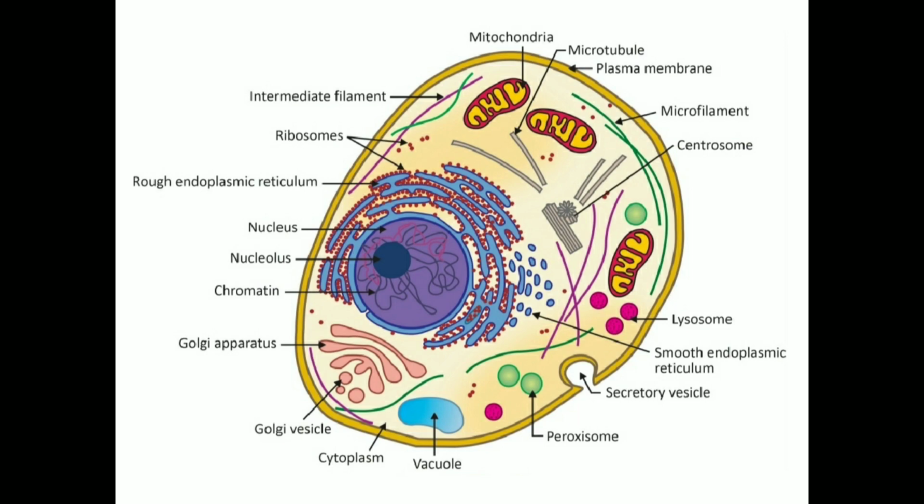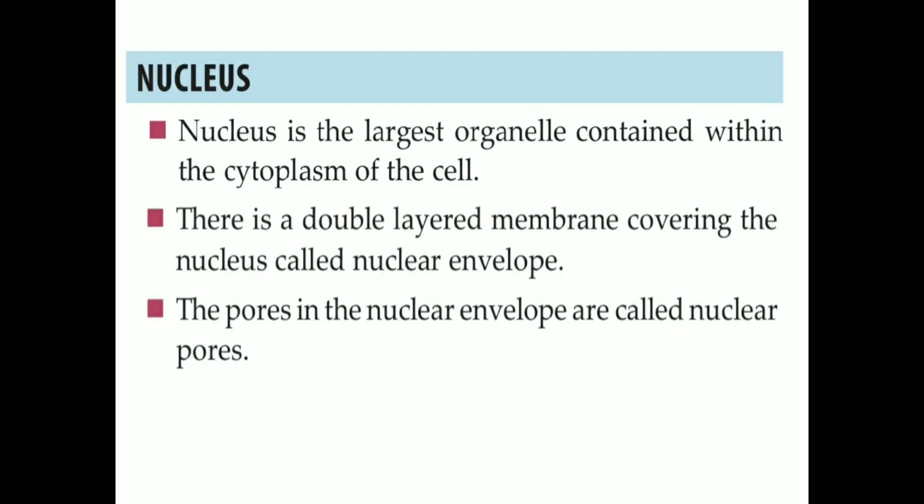So here you can see the cytoplasm, and in the cytoplasm we have cytosol, the fluid portion, and we have organelles: nucleus, endoplasmic reticulum, mitochondria, ribosomes, Golgi complex, all these. Let's first discuss the nucleus.